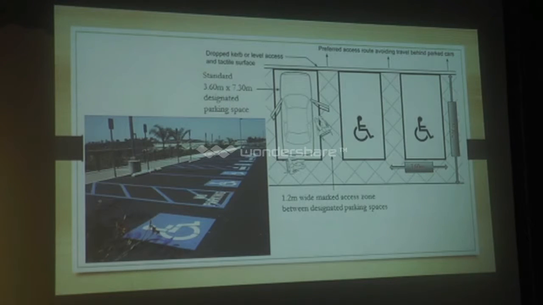Next. This is a typical parking layout for the handicapped person. They have provided this vertical signpost as well as the 1.1 meter wide logo, and the size is 7.3 by 3.6.